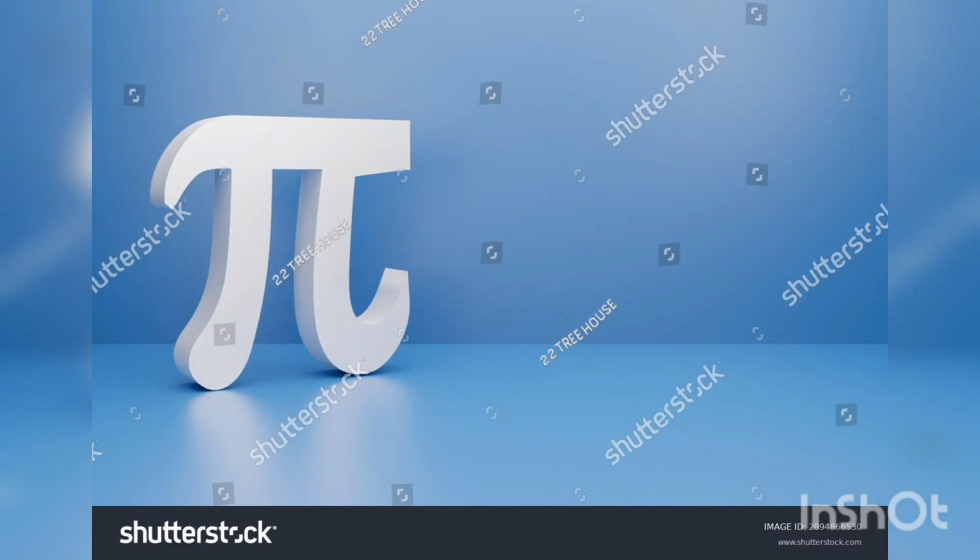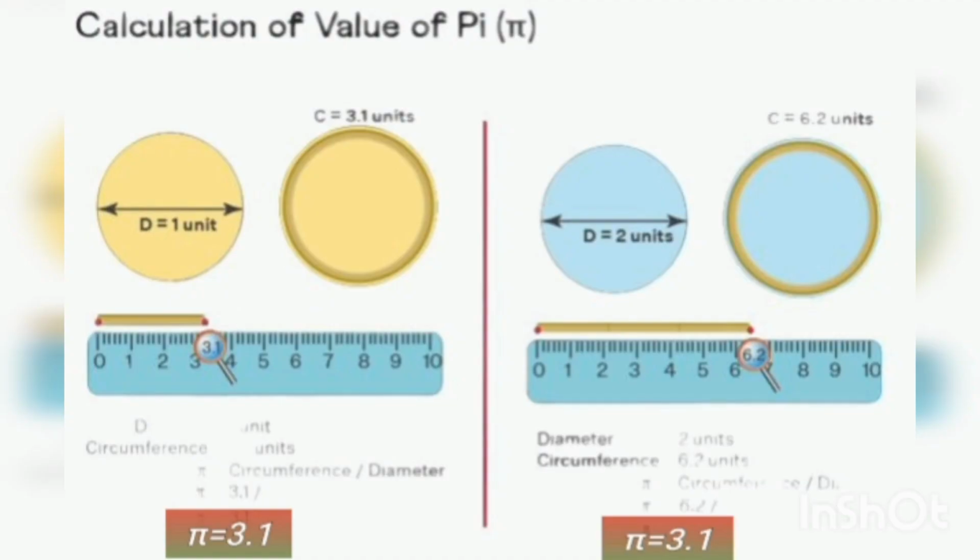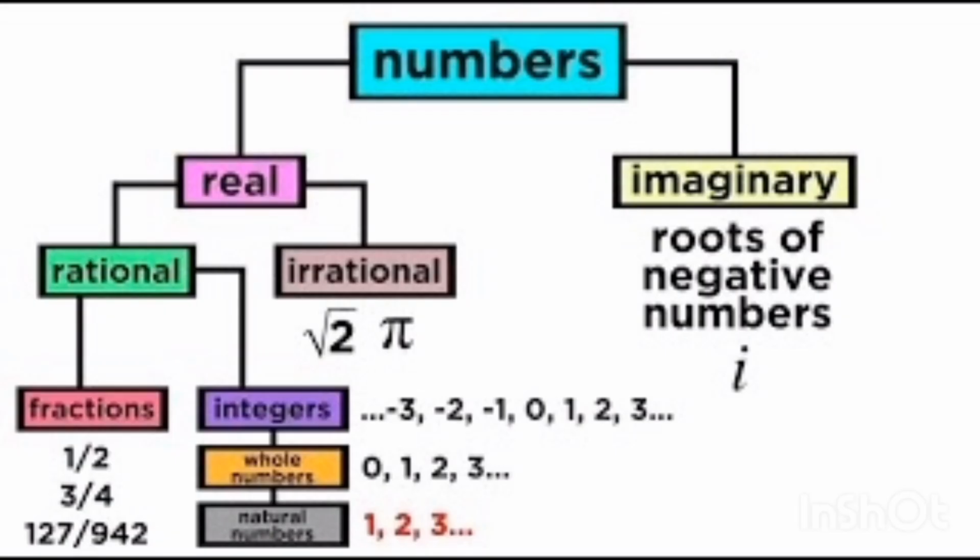Pi is a mathematical constant that represents the ratio of any circle's circumference to its diameter. Pi is commonly defined as the ratio of a circle's circumference c to its diameter d. Pi is a non-negative, real and irrational number, meaning that its decimal representation will never end or repeat.